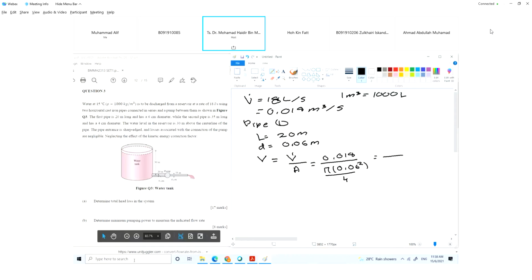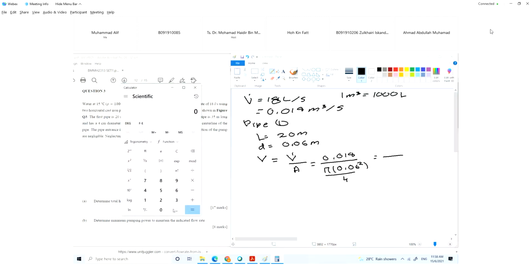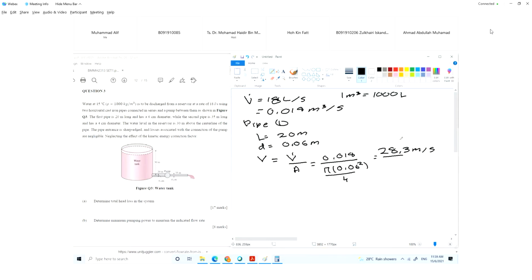I think for this question we need to calculate. 0.018 over pi times 0.06 square over 4. It is 28.3 meter per second. Can anybody please check my calculation? Is my calculation for the V correct? Okay, now you get the value for V.